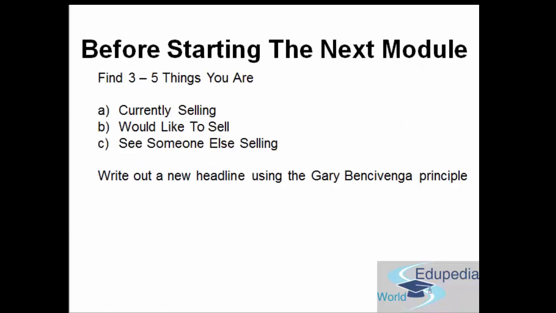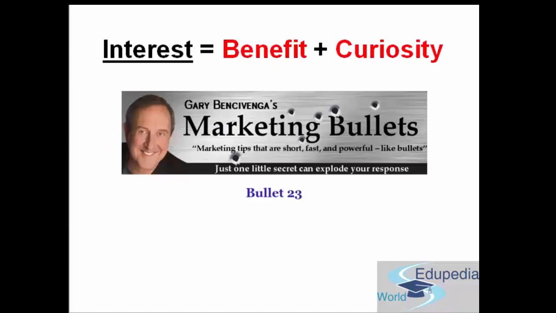So before we start the next module, this is your homework. I would like you to find 3 to 5 things that you are currently selling, would like to sell, or you see someone else selling. Now you saw in my own case, I went there, I saw what other people were selling and promoting, right? But I want you to write out a new headline for each one of those 3 to 5 things using the Gary Bencivenga principle, which of course is interest equals benefit plus curiosity. So you find something, you write it out, and you make sure that the headline has benefit and curiosity.